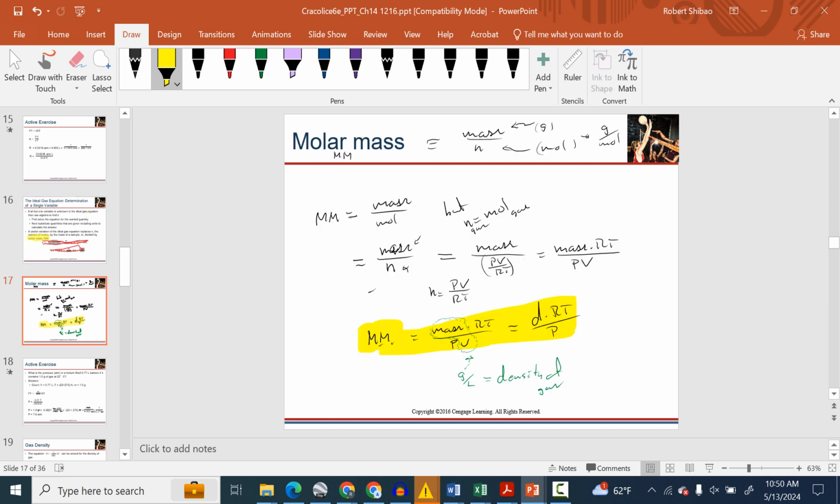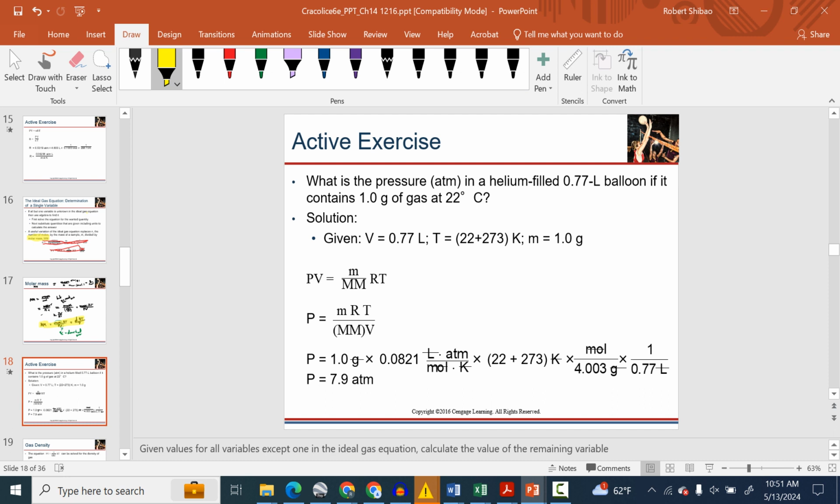What else can we do? Likewise, we can rearrange this equation to solve for the density. I'll do that. Or we can derive the density equation separately. So let's see this. What is the pressure in a helium-filled 0.77 liter balloon if it contains 1.0 grams of gas at 22 degrees C.